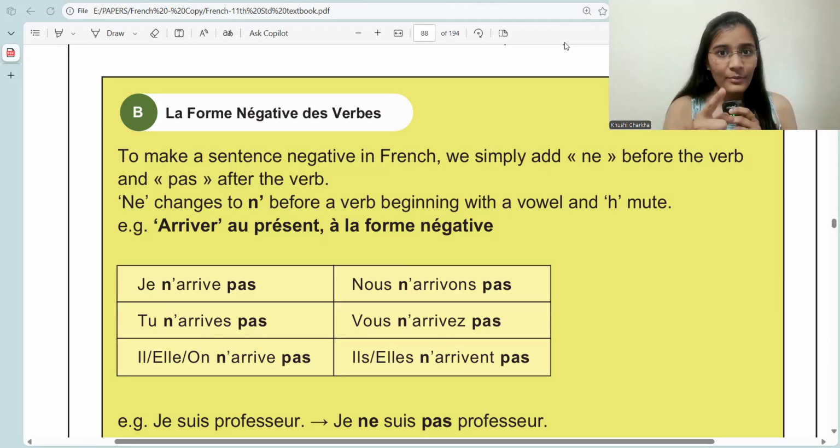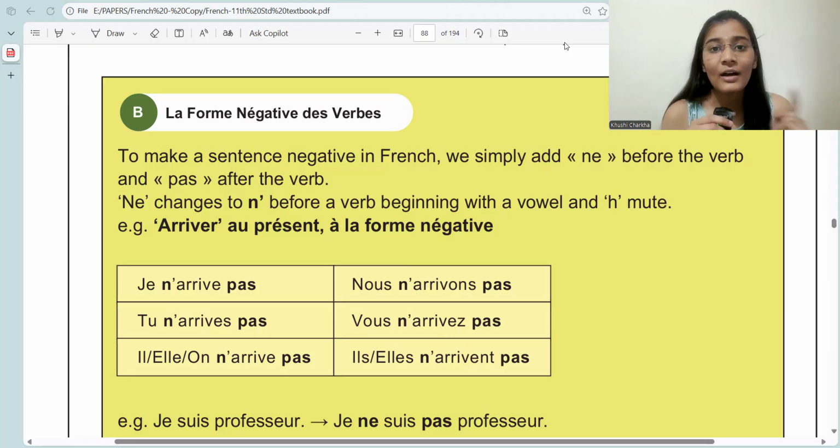Now, this is a very important point. Ne changes to an apostrophe before a verb beginning with a vowel or h mute. Two vowels should not clash. So, if the verb begins with a vowel, then the e from ne will clash with the vowel. So, at that time, ne becomes an apostrophe. For example, arriver. Arriver is a regular ER ending verb.